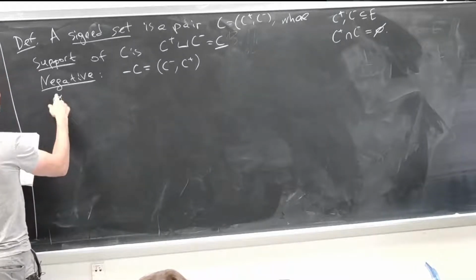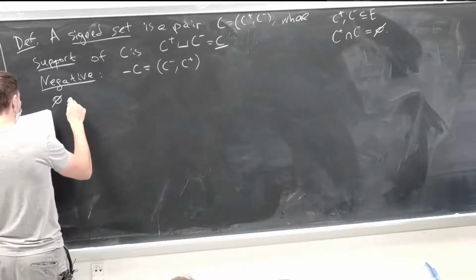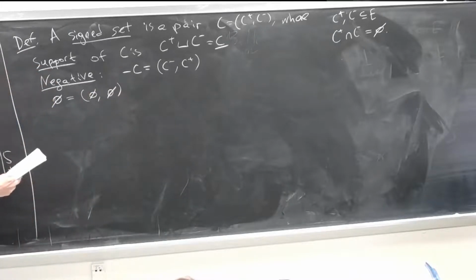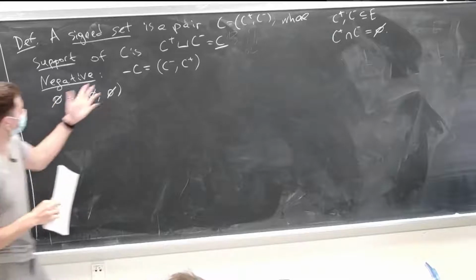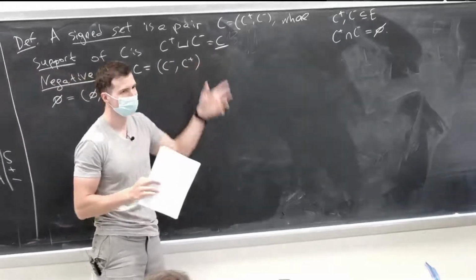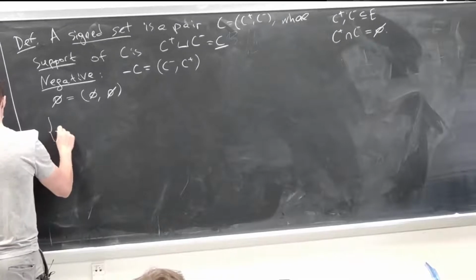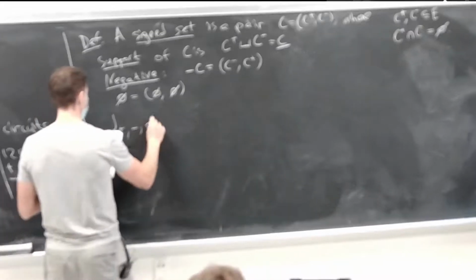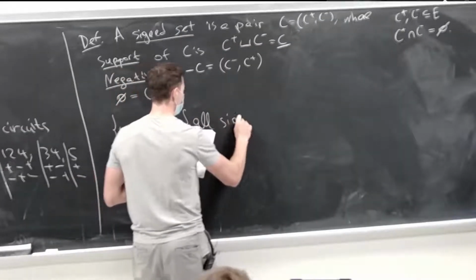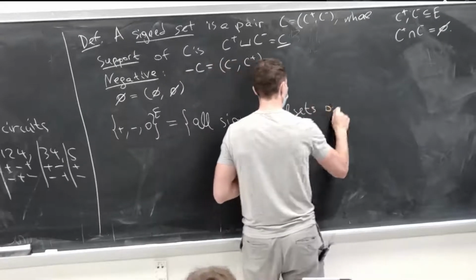The 0 sign vector means you assign zeros to all numbers in your ground set. By definition, it's empty set comma empty set. So I'm going to think of C as assigning signs to all elements of E, and outside the support it's just going to be 0. So I'm going to denote by plus minus 0 to the E the set of all signed subsets of E.